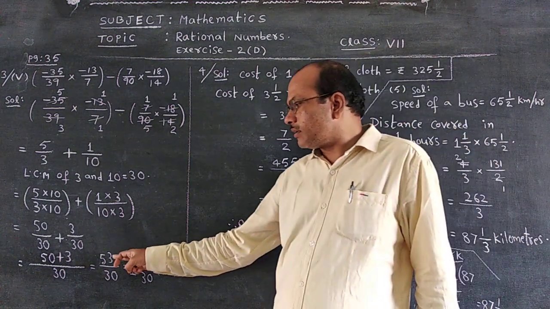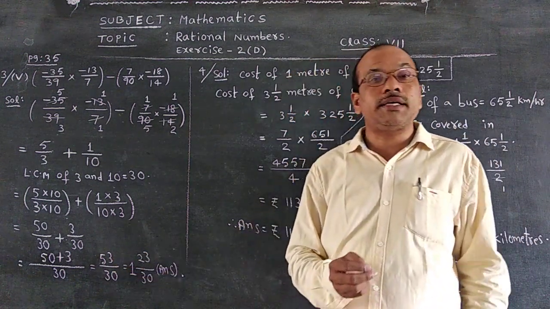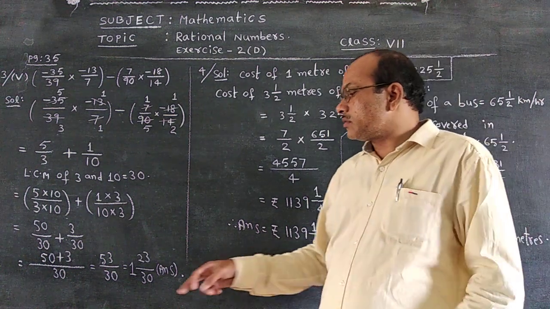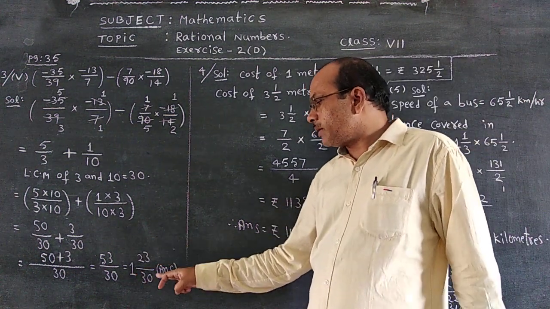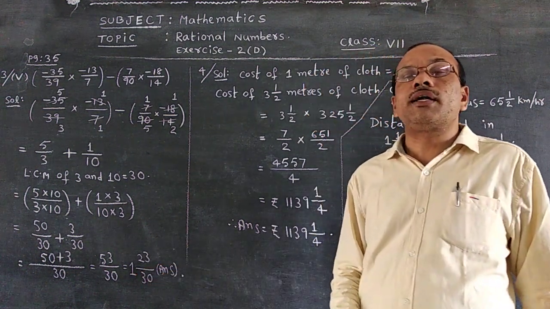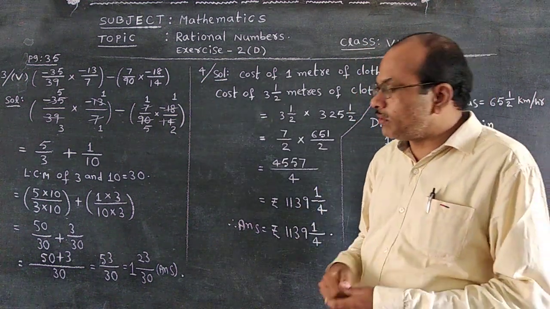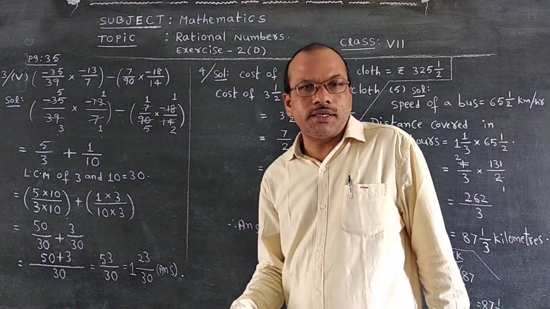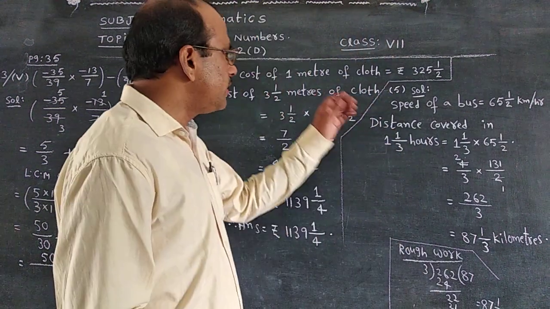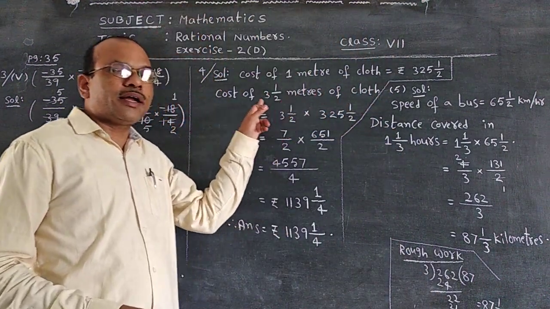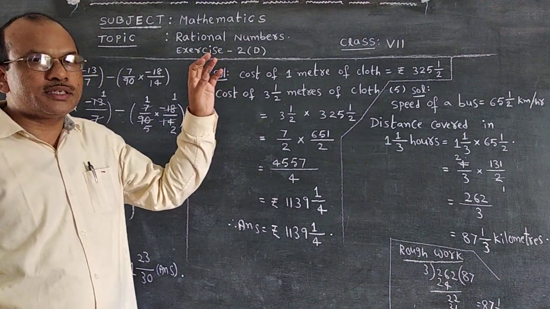If we divide 53 by the 30th table, we get the mixed fraction 1 and 23 by 30. That is the final answer for that question, the simplified form. Is it clear, students?